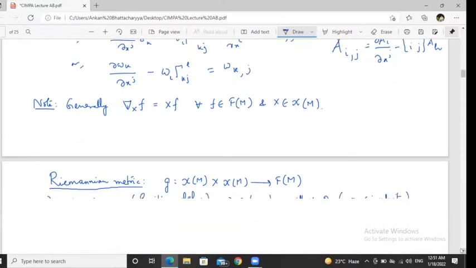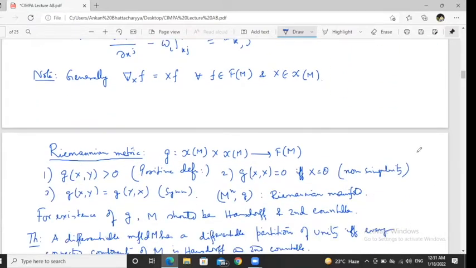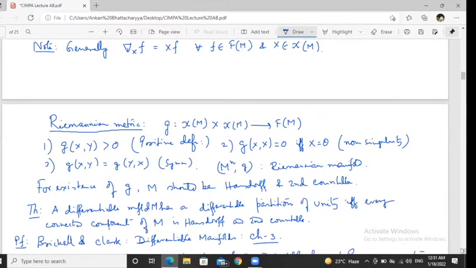Now we are coming to the Riemannian metric. So these are some basic preliminaries of differentiable manifolds. Now, a Riemannian metric is a bilinear mapping from χ(M) × χ(M) to F(M), where g(X,X) is greater than 0, it is positive definite. g(X,X) is 0 if and only if X is a null vector, it is called the non-singularity condition. And g(X,Y) equal to g(Y,X) is symmetric. So (M,g) is called a Riemannian manifold.